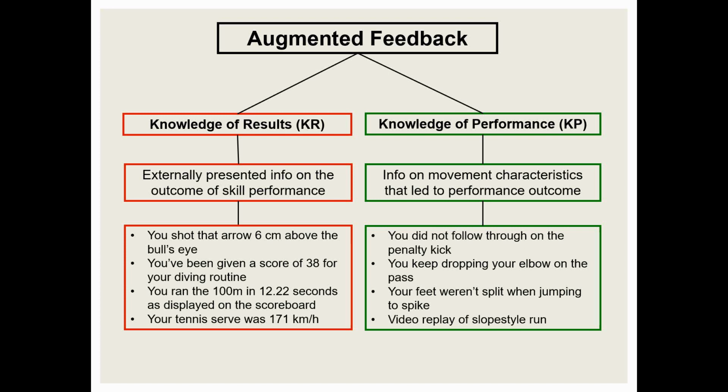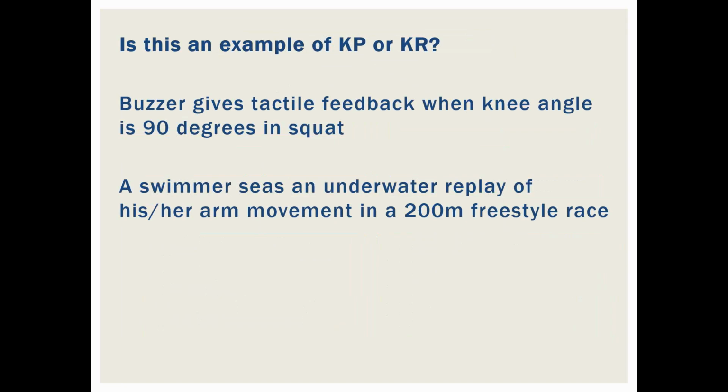Let's give some examples, right? Knowledge of results could be you've been given a certain score for your diving routine by a group of judges. However, knowledge of performance for that same diving routine might be your coach saying that the way you hit the water wasn't ideal. You hit the water at an angle, right? And because of that, you made a greater splash. So one is knowledge of results, and one is knowledge of performance. And these are generally quite easy to distinguish from one another.